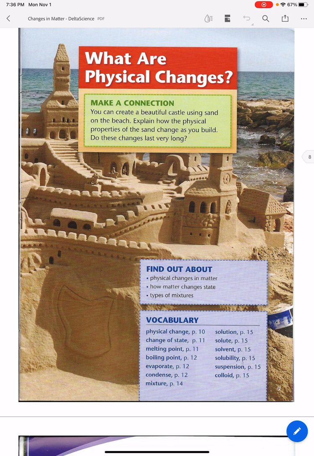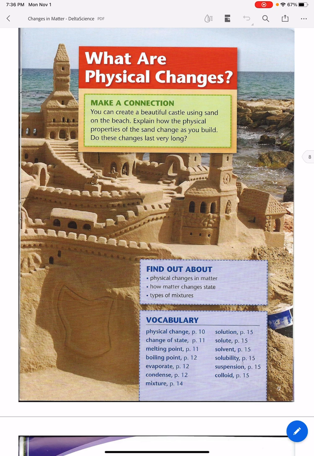What are physical changes? Make a connection. You can create a beautiful castle using sand on the beach. Explain how the physical properties of the sand change as you build. Do these changes last very long? Find out about physical changes in matter, how matter changes state, and types of mixtures.